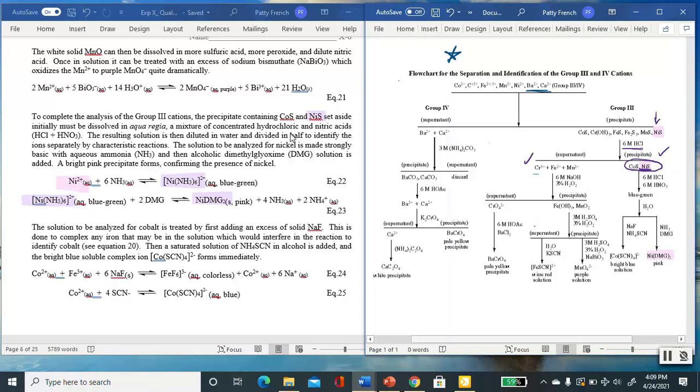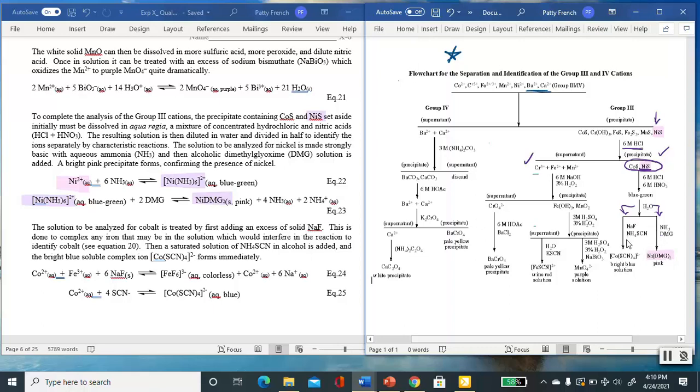And once we had nickel sulfide, we acidified it in a very interesting combination of HCl and nitric acid, and this is called aqua regia. And what we then did was just dilute it with water and split it. Okay, we didn't do any further separation. We just split it in half and dealt with the nickel half of it, tested for nickel in half of it, and tested for cobalt in half of it. We had enough solution with enough ions that we could do that.